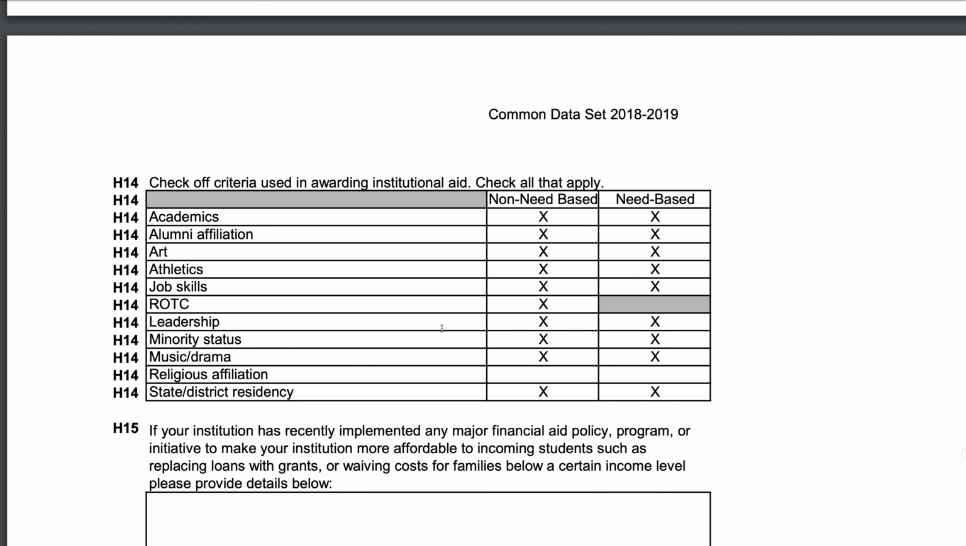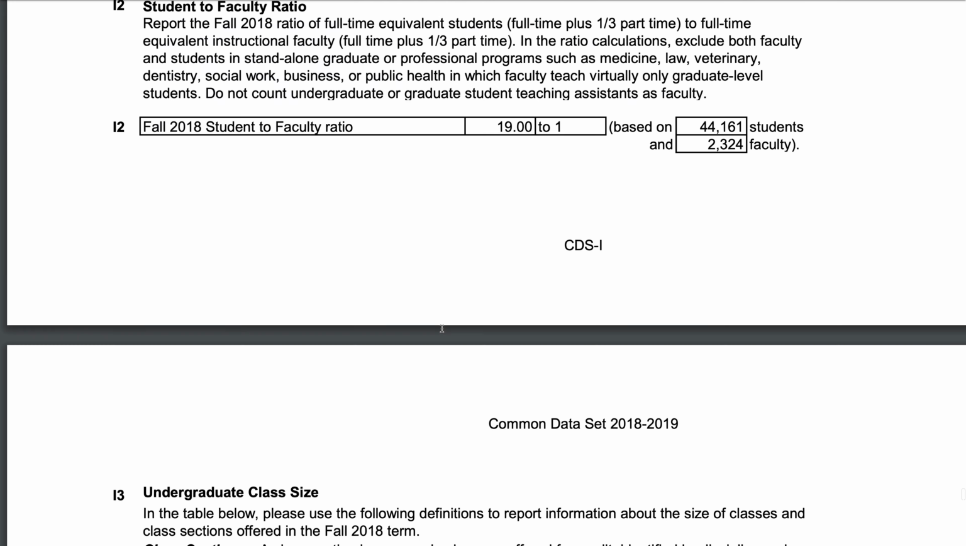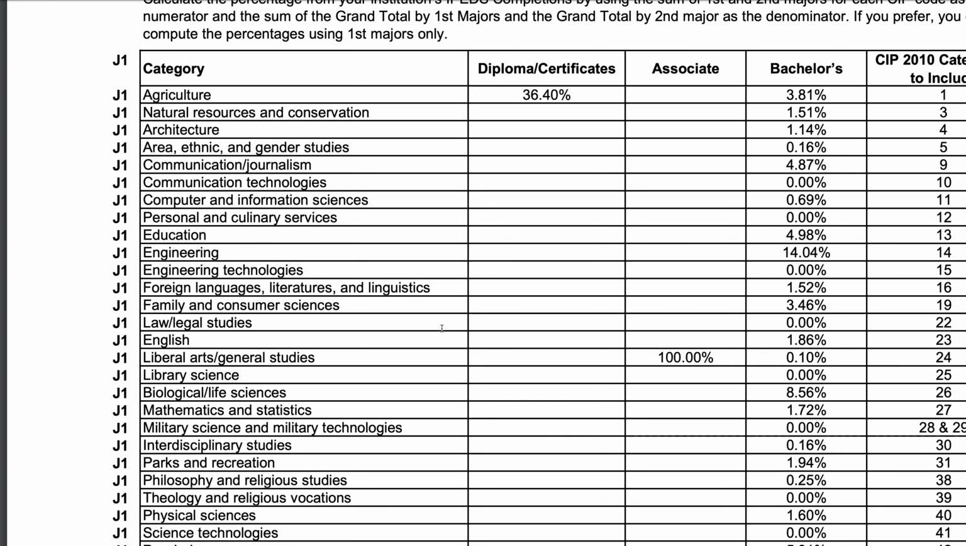Looks like I've not missed anything, so I'm going to get into some other details. Now, here's some other information that might be interesting.